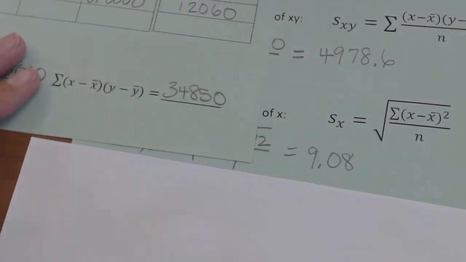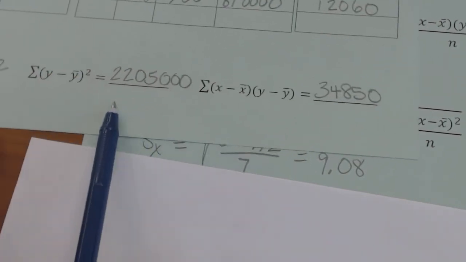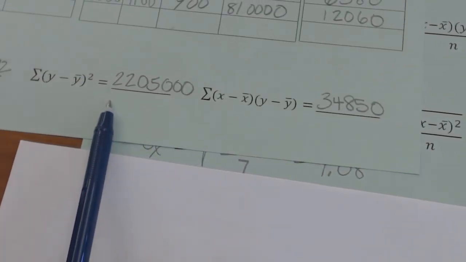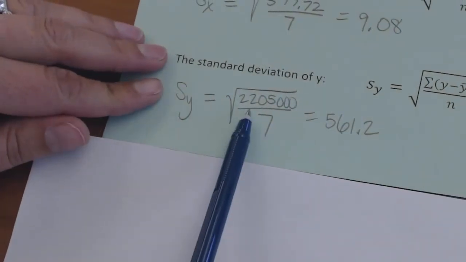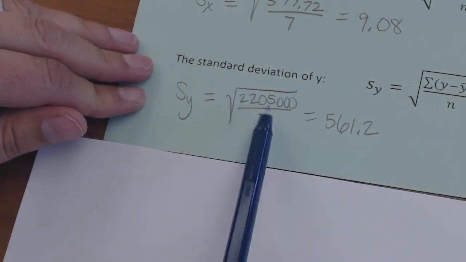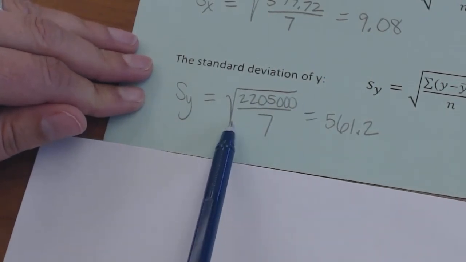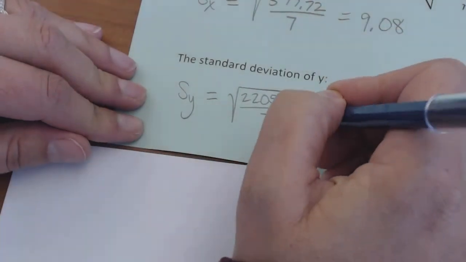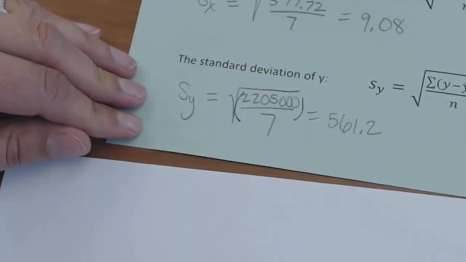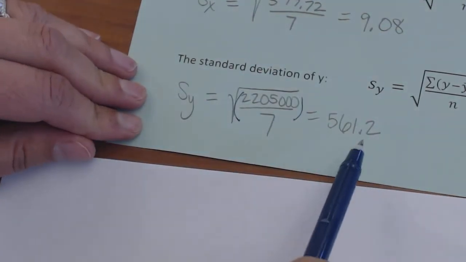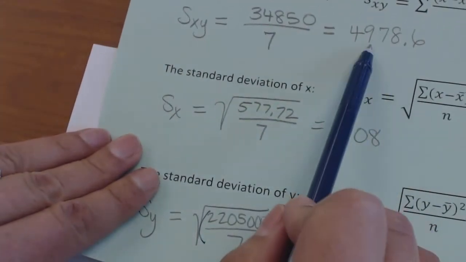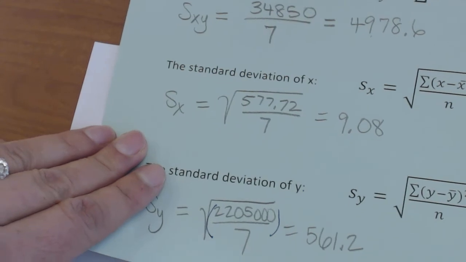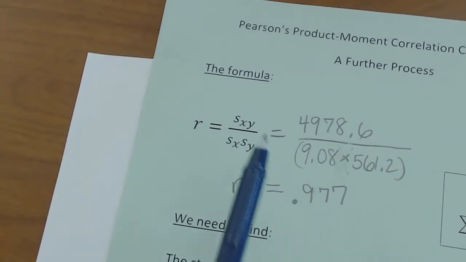And the last thing that you're going to do is look back to the summation of y minus y bar squared, which is this number right here, and substitute it into this last one right here. Again, make sure you divide and then take the square root. It's a very common mistake, so make sure you're putting parentheses around this if you're doing it in the calculator. And we get 561.2. We now have the three numbers needed, 1, 2, and 3, to put into our formula.